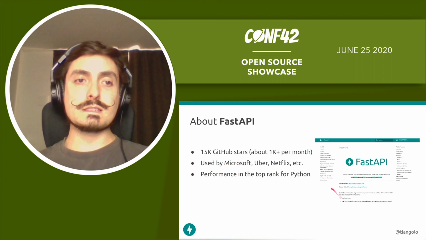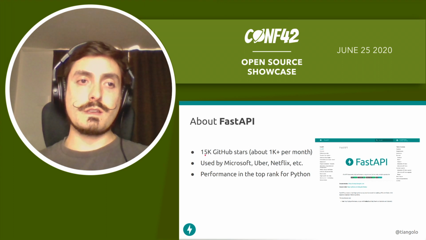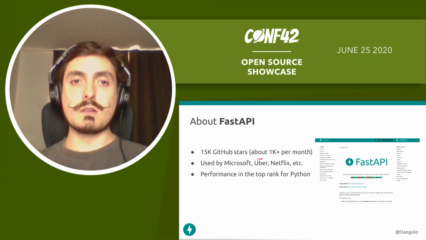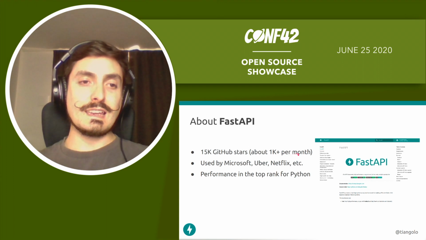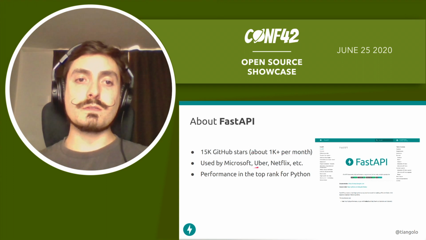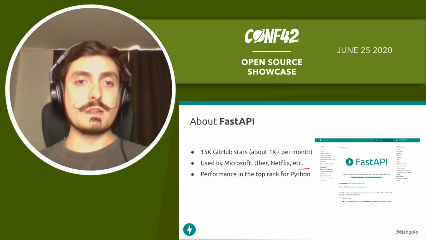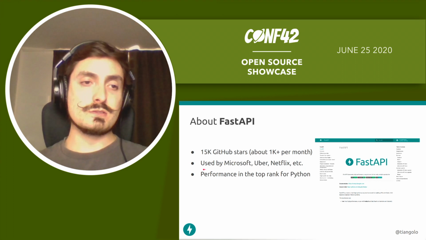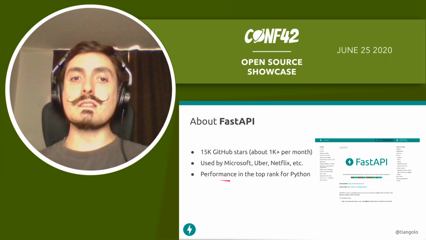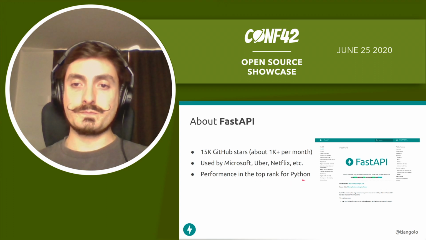So a little bit about FastAPI. It currently has 15,000 GitHub stars, and has been growing about 1,000 stars per month, so people have been liking it. It's currently being used by Microsoft, Uber, Netflix, and a bunch of other organizations and application systems. The performance is in the top rank for Python.